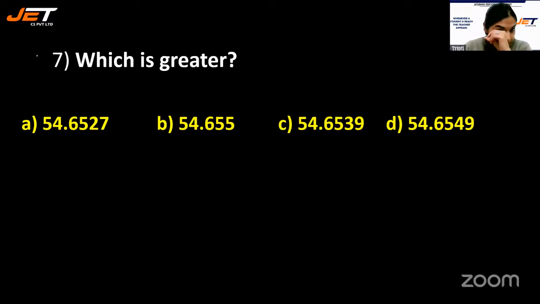Now let's see how to find which is greater and which is smaller. Here we need to see which one is greater: 54.6527, 54.655, 54.6539, or 54.6549. We learned how to compare decimal numbers in yesterday's class.